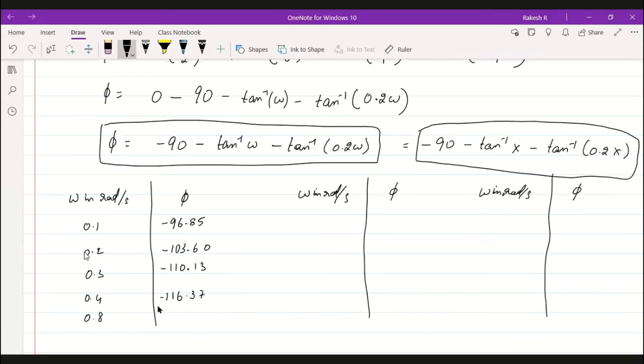Minus 97.61, sir. How did you get minus 97? First one, sir. No, you made some mistake in the first one. This is not 2, this is 0.2. I think you have taken it as 2. Minus 130.75.